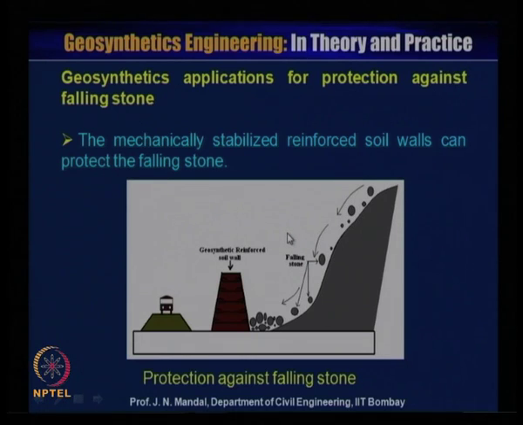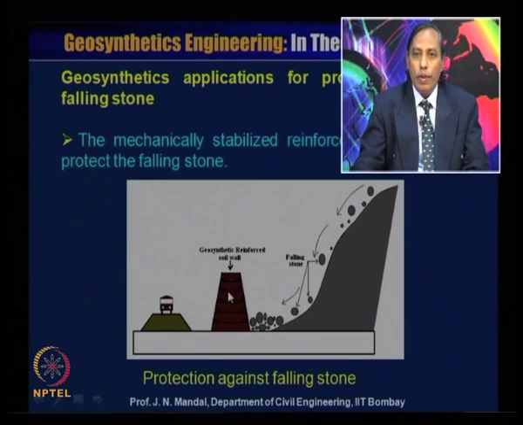Now the geosynthetic application for protection against falling stone. You can see that in any hillside area where there is a possibility of stones falling, if there is a road and cars are passing, there will be lots of problems. You can also see this kind of problem on the Pune road, and where the Konkan railway is. So you can provide a mechanically stabilized reinforced soil wall which can protect against the falling stone. You can see the car can move safely. So this is how the geosynthetic system can be used to protect against falling stone.